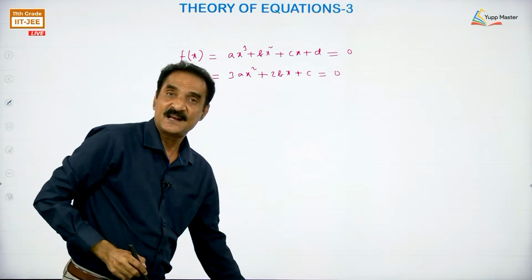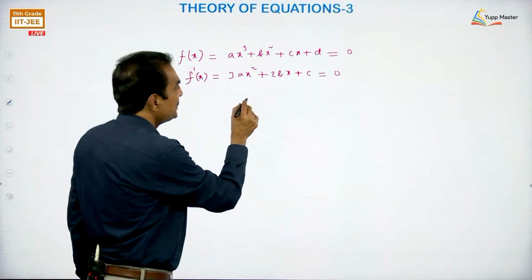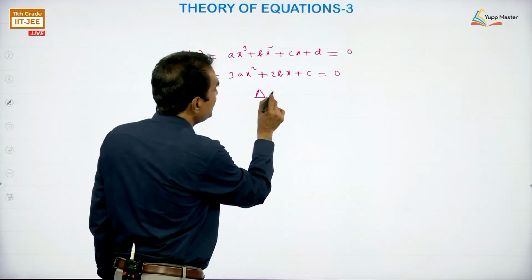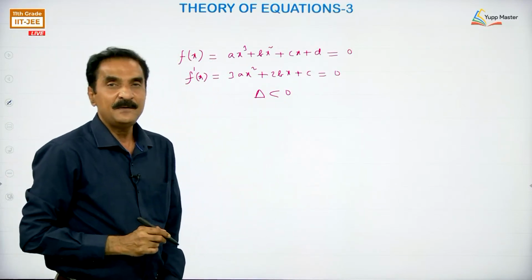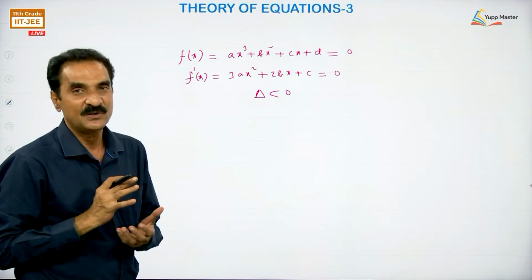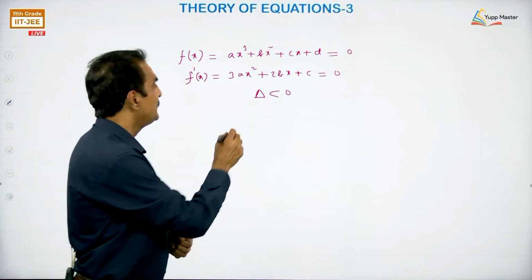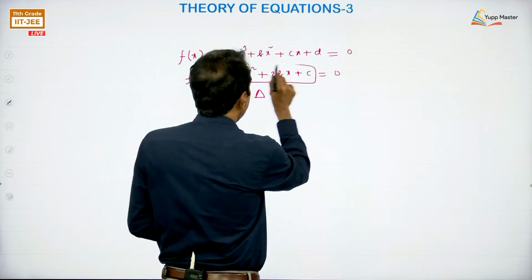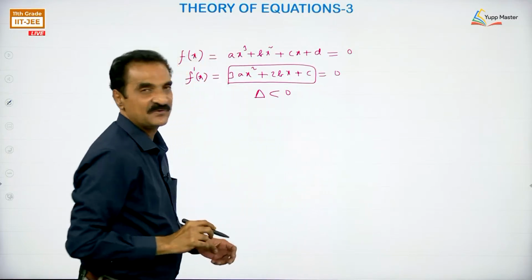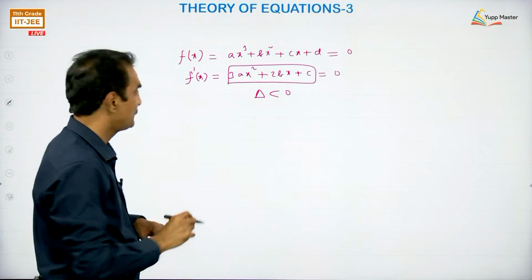If it has imaginary roots, what is the condition for imaginary roots? Discriminant is negative. In quadratic expressions, we have discussed so many points. When the discriminant is negative, the quadratic expression and coefficient of x square will have same sign.